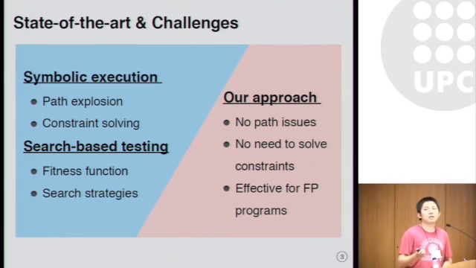To achieve high code coverage, the two popular approaches are symbolic execution and search-based testing. Symbolic execution has several limitations, for example the well-known path exploration problem. Also, during symbolic execution we will meet a lot of constraints which may be difficult to solve. Another approach is search-based testing. First, you need to define the fitness function, which is very tricky to do well. Then you need to employ heuristic search strategies in order to get high code coverage.